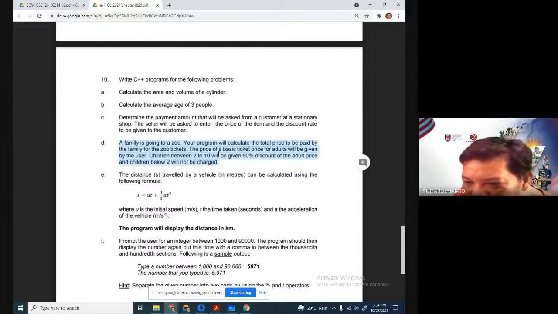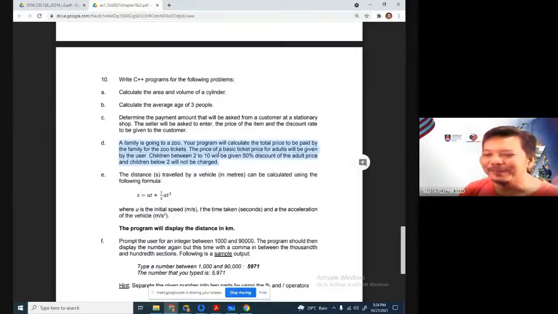A family is going to a zoo. Your program will calculate the total price to be paid by the family for the zoo tickets. The price of a basic ticket for adults will be given by the user. Children between 2 and 10 will be given a 50% discount of the adult price, and the children below 2 will not be charged. So your program will calculate the price of a basic ticket for adults given by the user.